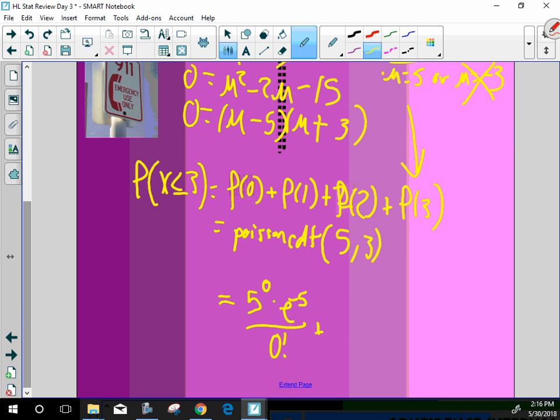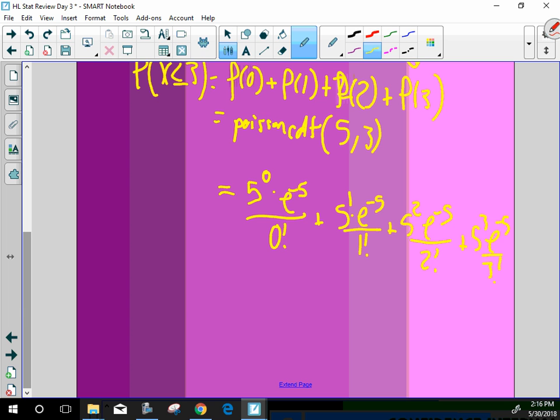That's this one. And then we can do the 1: 5 to the 1, e to the negative 5, all over 1 factorial. You can do 5 squared over 2 factorial. And you can do 5 cubed over 3 factorial. And if you wanted to, you could factor out an e to the negative 5, and you're just going to get 1 plus 5 plus 25 over 2 plus 125 over 6. And then that would be your probability.